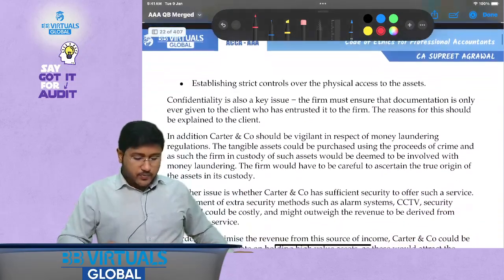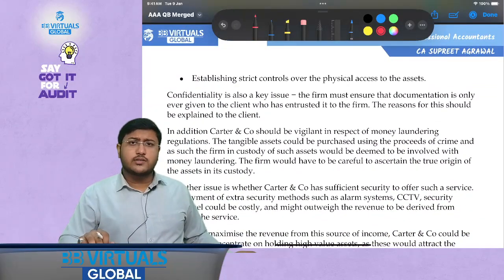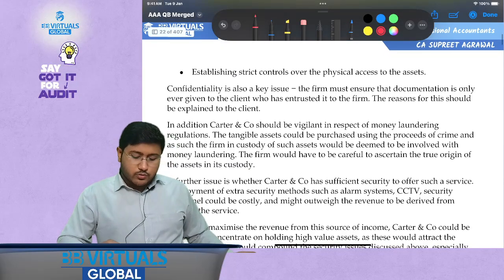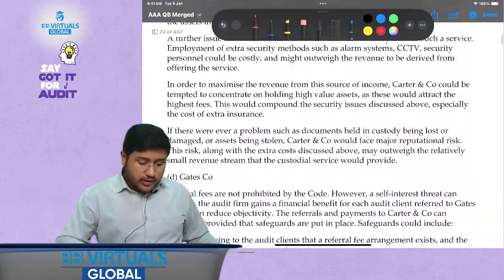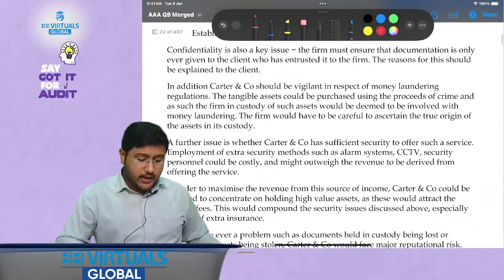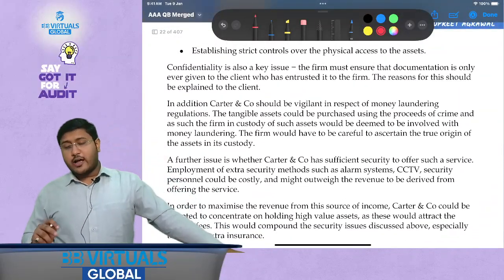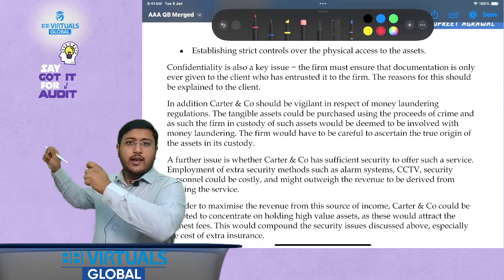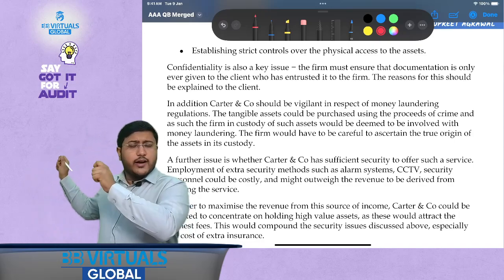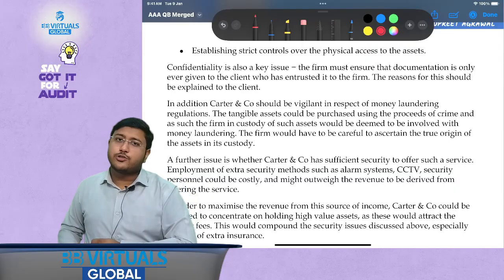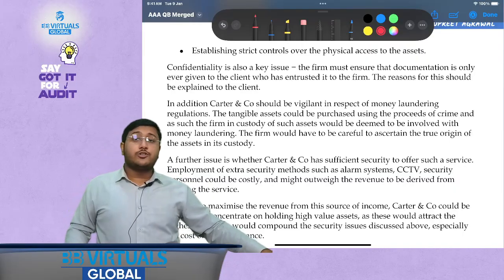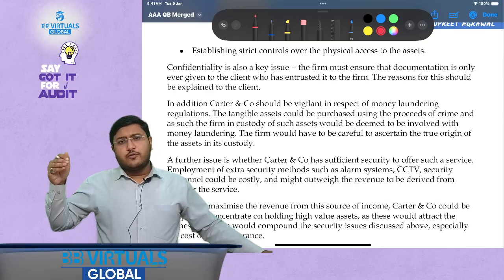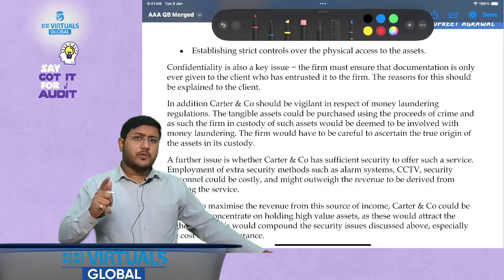That is, whenever the client asks how the custody has taken place, you should be able to answer. Establish strict controls over the physical access to the assets, that is, who can access, who can enjoy the physical access to the asset. Sometimes it should not happen that a painting was given to the audit firm and now that painting is lying around, or is fixed in the partner's cabin. It should not happen, right? So what should happen is that it should be separately identified from the firm's assets, and there should be proper accounting for it as well.